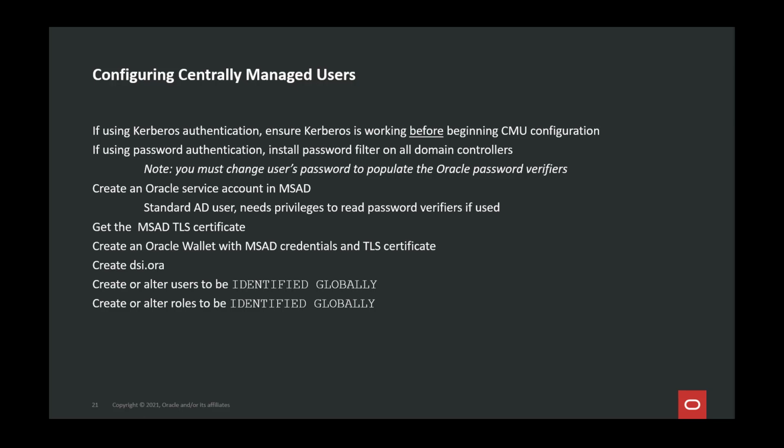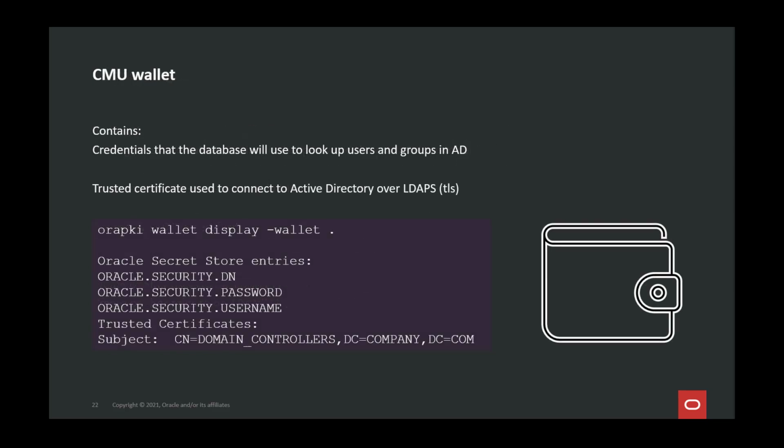Next, you're going to create a DSI.ORA. This is just the file that tells the database where Active Directory is, what the IP address and ports are, for example. And then you're going to create your users and roles just the way we did before we took a look at Susan's login. Now, a closer look at CMU Wallet.